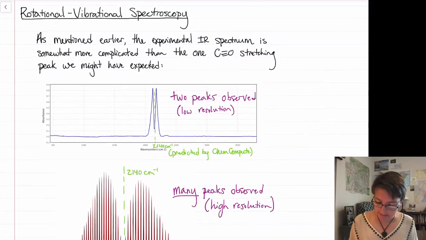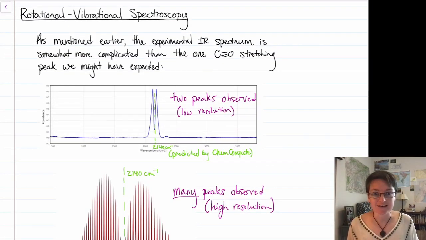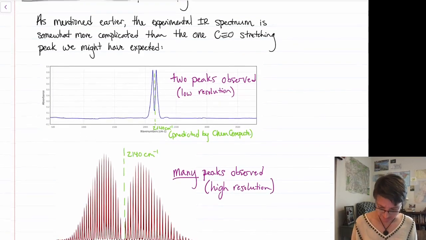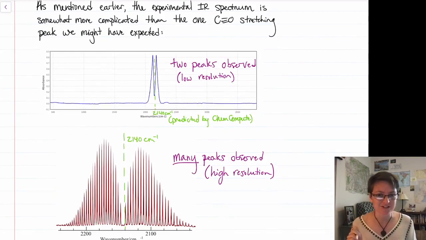All right, so our last topic for today is going to be combination spectroscopy, rotational vibrational spectroscopy. This is that second mystery that we outlined at the beginning of today's lecture. As I mentioned originally, the experimental IR spectrum is much more complicated for carbon monoxide than we might have expected. Instead of observing one peak for that one vibrational transition, at low resolution we observe 2 peaks with the chem-compute prediction kind of showing up right in the middle of the 2 peaks.